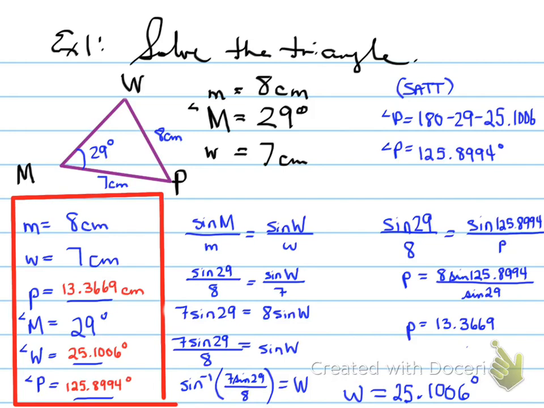Now, let's look at the numbers and see if they match, meaning is the smallest angle opposite the smallest side, and is the largest angle opposite the largest side? If you look carefully, that information is correct.